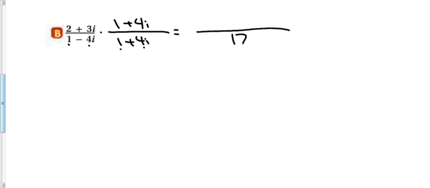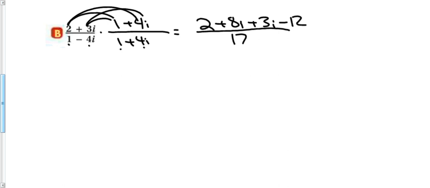Okay? No shortcut for the top. I'm going to have to FOIL it out. 2 times 1 is 2, plus 8i, plus 3i. And then the last term is going to be plus 12i squared, which turns into a negative 12. Okay? Combining the real part and the imaginary part, I get negative 10 plus 11i, both over 17, which does not simplify at all. Okay?